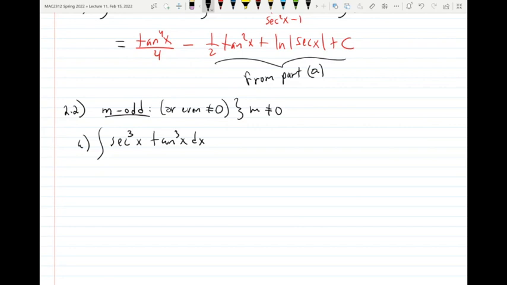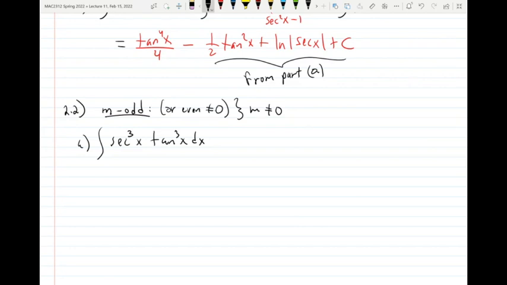Yes? Can't you turn tangent cubed into tangent squared times tangent x, and then you turn the tangent squared of x into secant squared of x minus 1? How would that help you? Because then you could distribute it. Then you take away one of the secants. Remember, you only have one tangent, so how is that going to help you? Because then you can use secant as u and du.